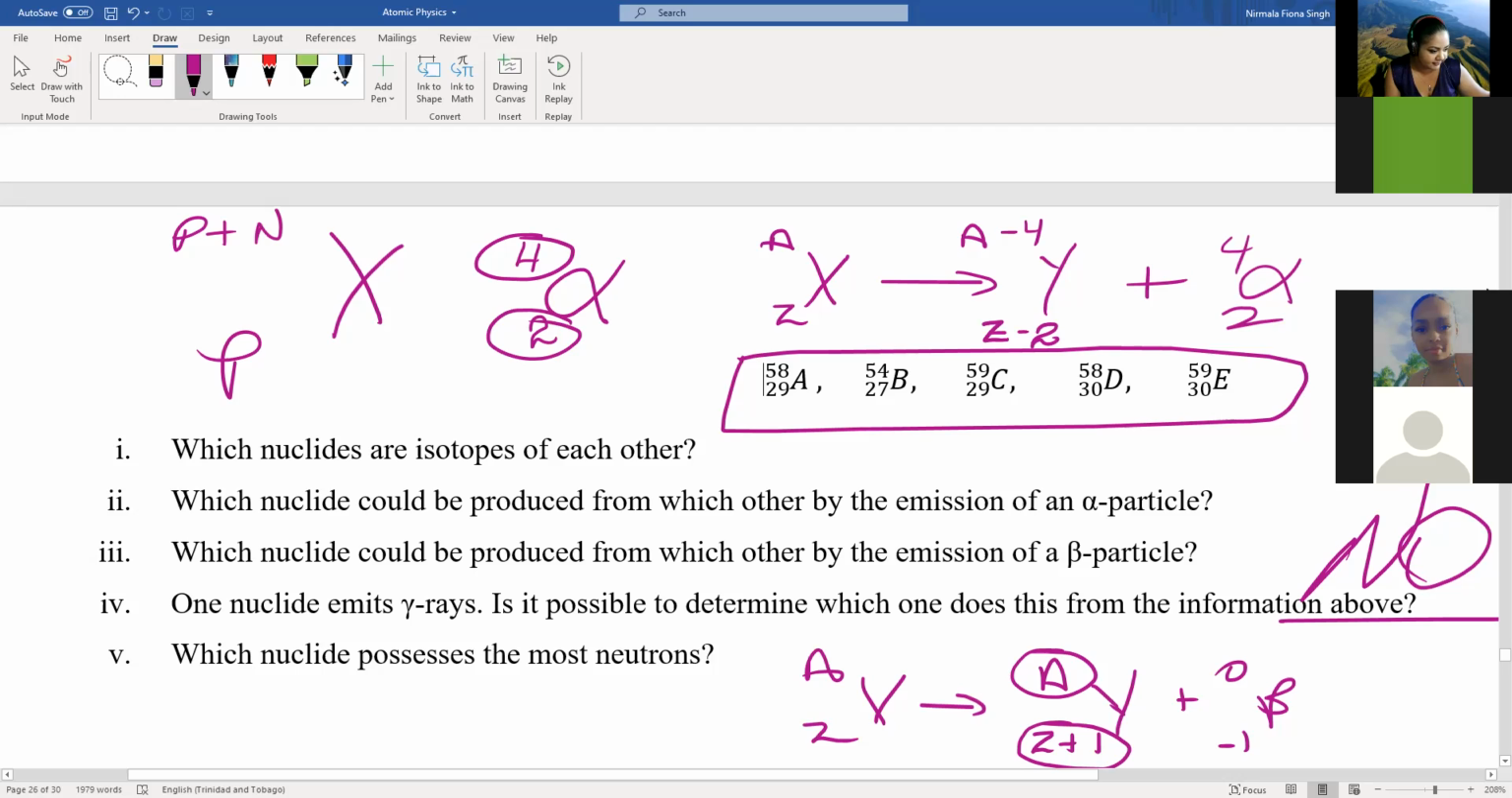All right, and part 5, you all can do this on your own. Which nuclide possesses the most neutrons? All you have to do there is subtract the proton number from your mass number, from your nuclear number, and see which one has the most neutrons. You all can do that yourself. It is the big number minus the small number.